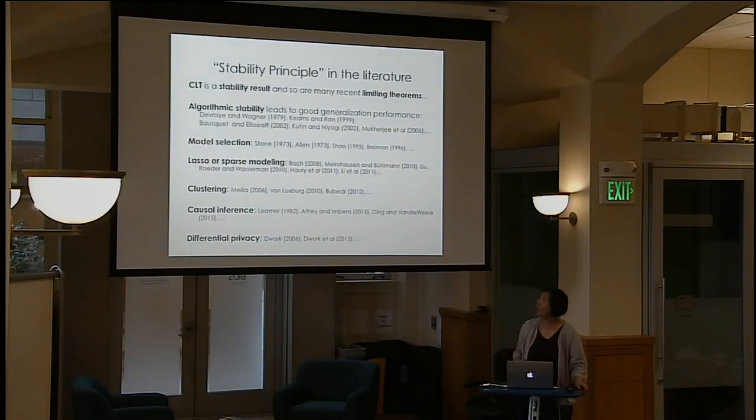In the literature, you can go back to the 40s. Jackknife is removing one data point at a time. It's basically stability. Now, machine learning people call it algorithmic stability. You remove one at a time. And you do model selection in the 70s. And Lasso, which is L1 penalized least squares. And clustering, causal inference, and differential privacy. So all of these people are concerned about stability.